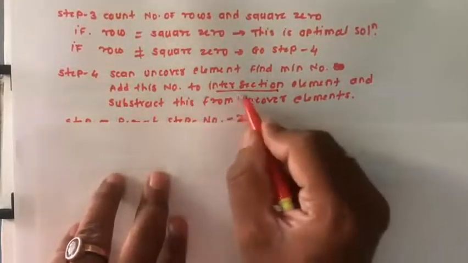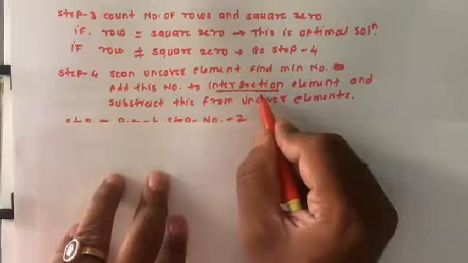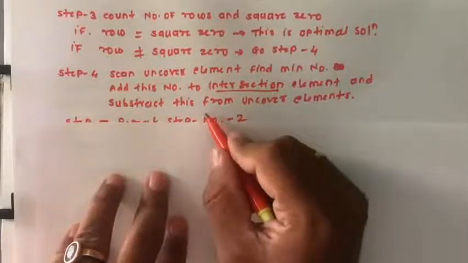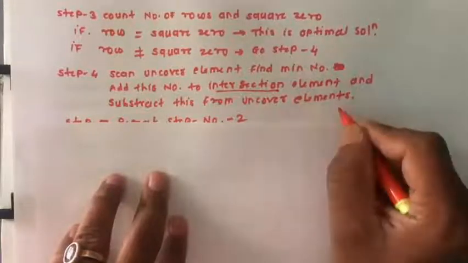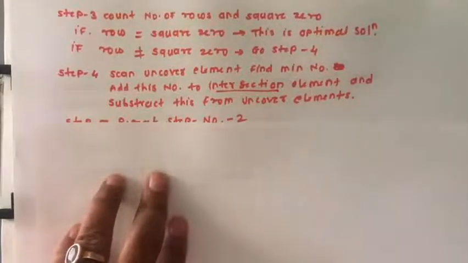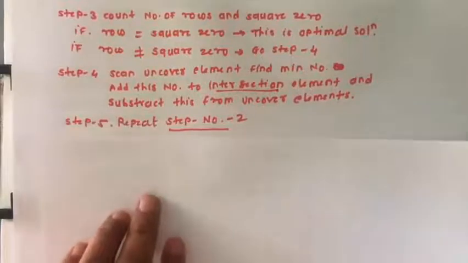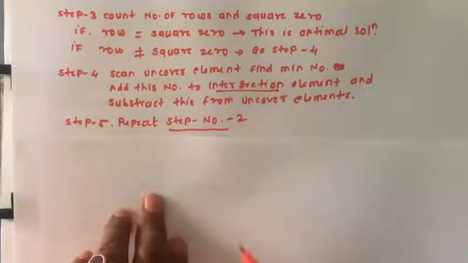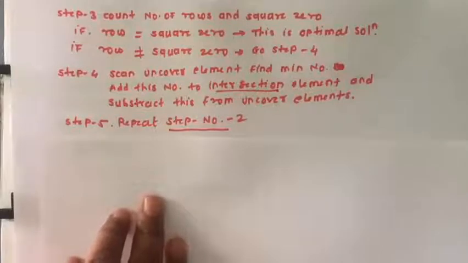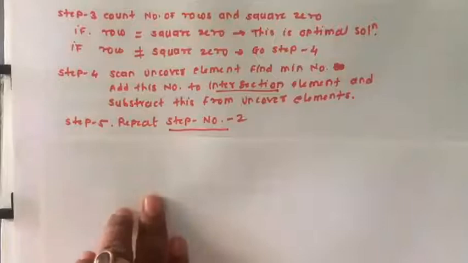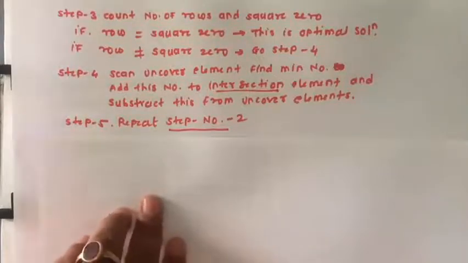Okay, so we have to add this element to the intersection element, and we have to subtract the smallest uncovered element from the uncovered elements of the matrix. So this is step number 4. After performing step number 4, we again repeat step number 2 to mark the number of squared zeros and the number of lines. After that, we check whether the number of lines is equal to the number of squared zeros or not. If yes, then we get the optimal solution.